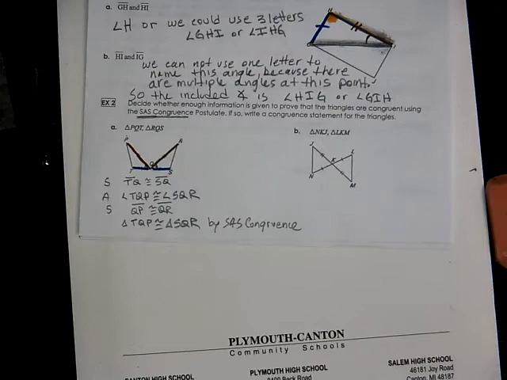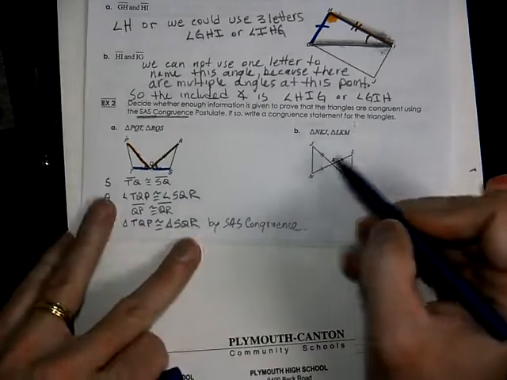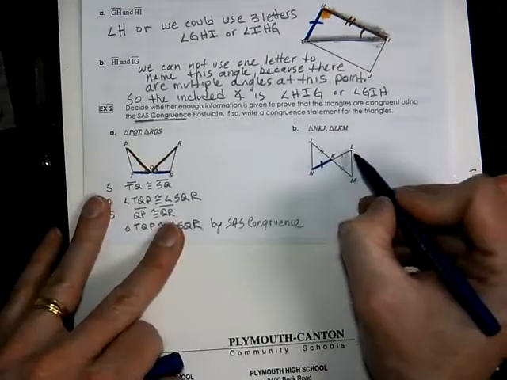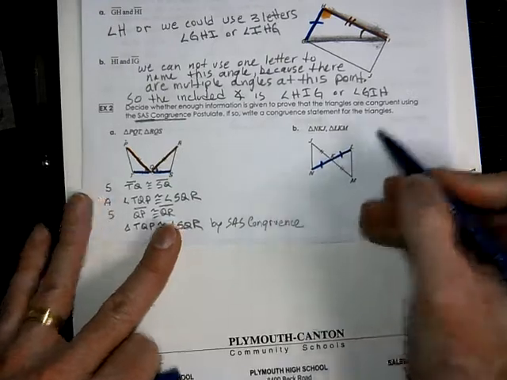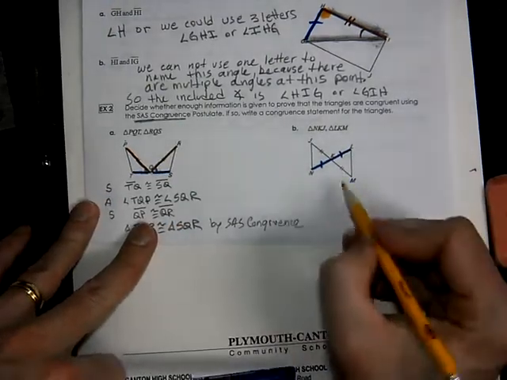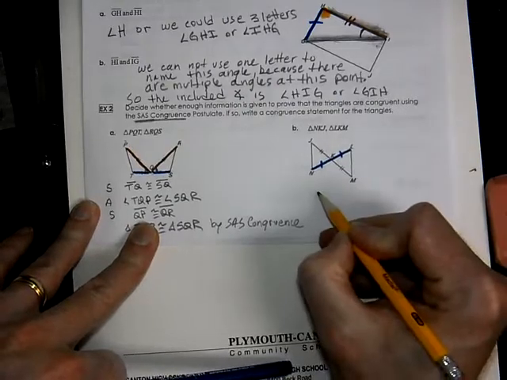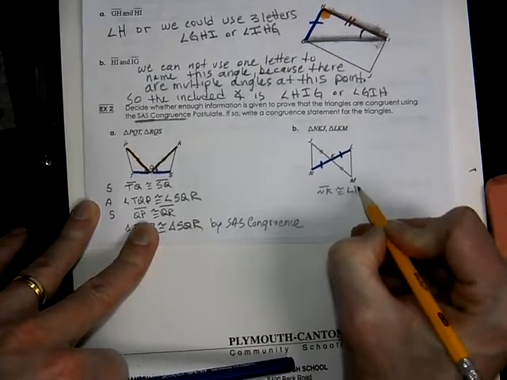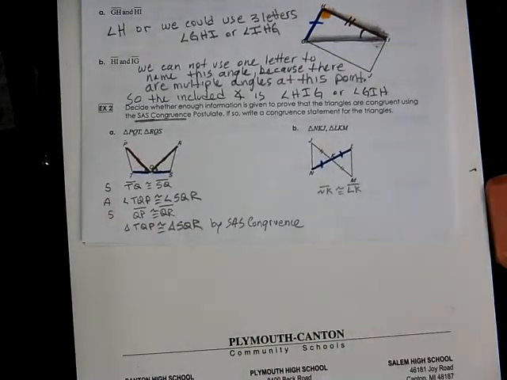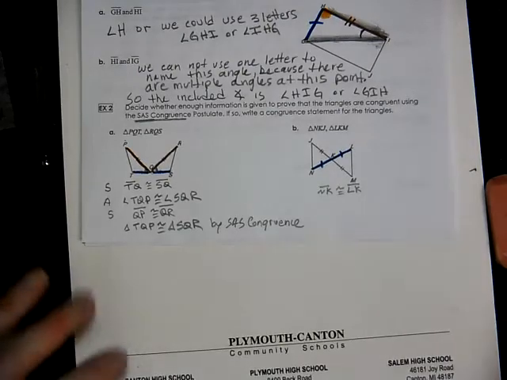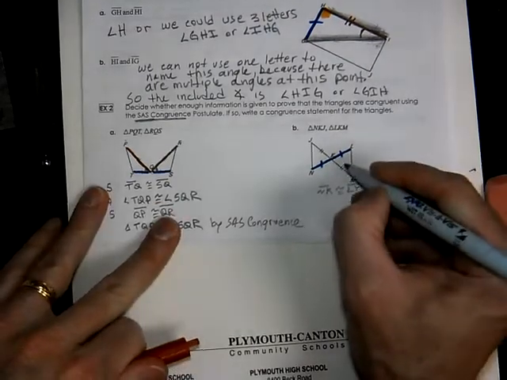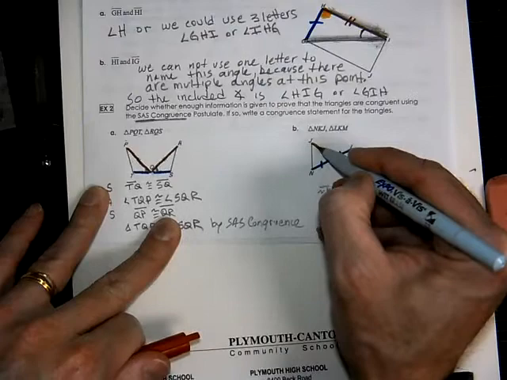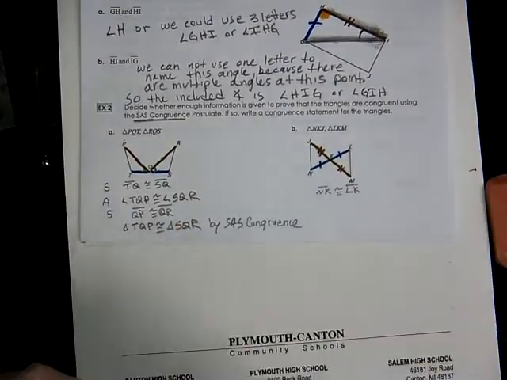When we start to look at the next example, I see that segment NK has one tick mark on it. So does LK. So I have NK congruent to LK. I know that for sure because the picture's labeled like that. I also have another pair of sides with two tick marks on it. This one right there, and it's congruent to apparently the two tick mark right there.